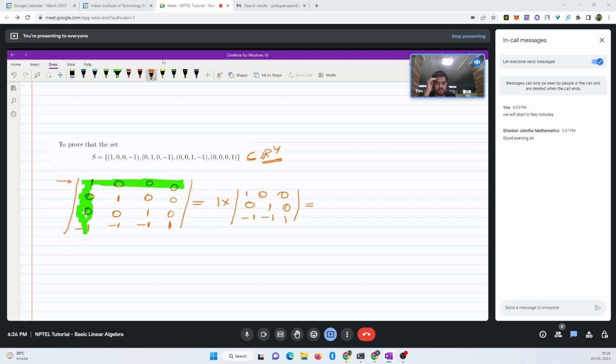What you would get, again I'm evaluating along this particular row, so I would get something like 1 into, so this is 1, we hide this, minus 0, and the rest everything is 0. So you get the determinant to be 1, which is definitely not equal to 0. So this set over here we had is linearly independent.